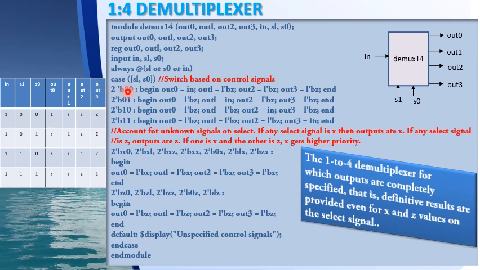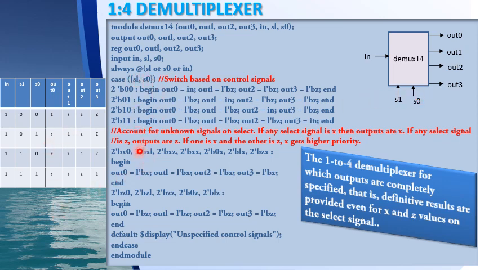Now since for one case alternative there are multiple lines to be executed, I have put it inside a begin and end block. So similarly for 0 1, 1 0 and 1 1. It is a direct translation of this truth table. Now that is for the 4 select lines.